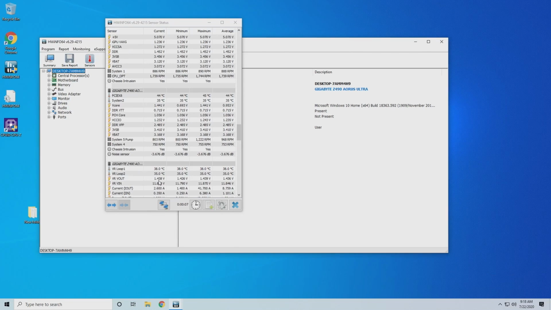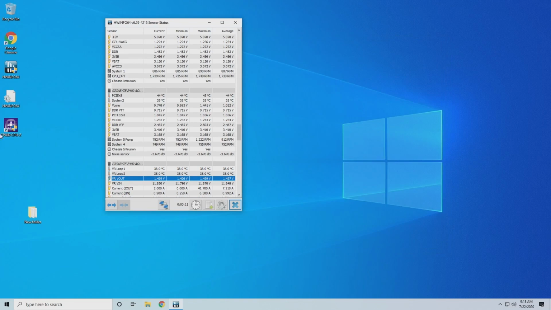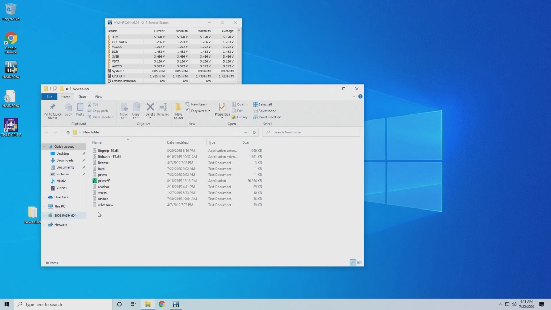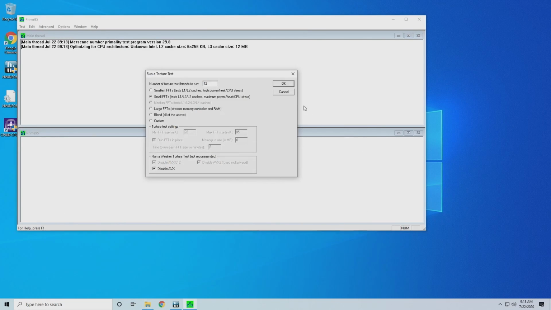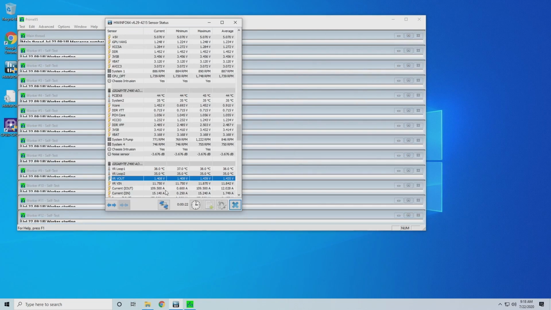Let's take a look at the voltage. Okay, 1.43. Let's run Prime real quick here. That's safe for a little while, but we're not going to keep that voltage for long. So 1.4. Okay, so this is the limit here.